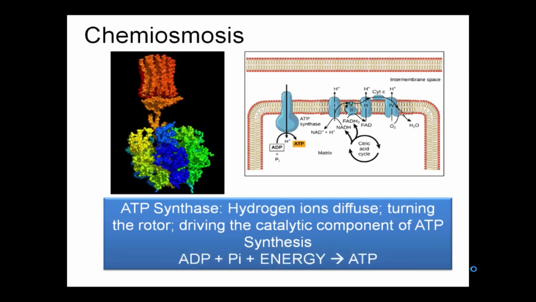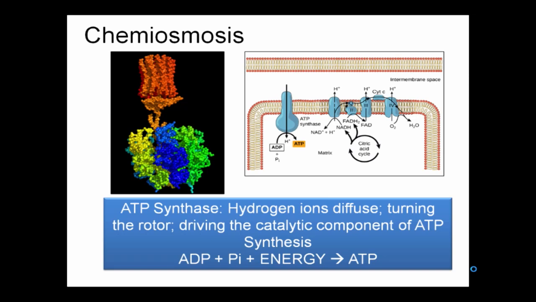So here's ATP synthase. Hydrogen ions are going to diffuse. It is like a rotor, and when hydrogen ions diffuse, it turns the rotor, giving motion. This motion is going to drive the catalytic component of ATP synthesis. Remember, that's a highly endergonic reaction. We need to generate a lot of energy to join that inorganic phosphate to ADP.